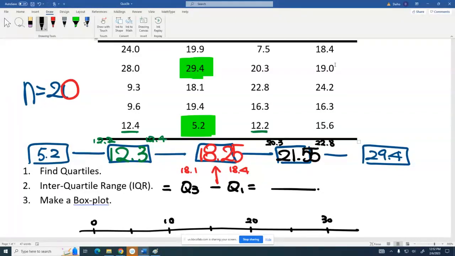I need an interquartile range. Yeah, it's number 2, interquartile range. Number 2, interquartile range, between Q3 minus Q1. Yes.